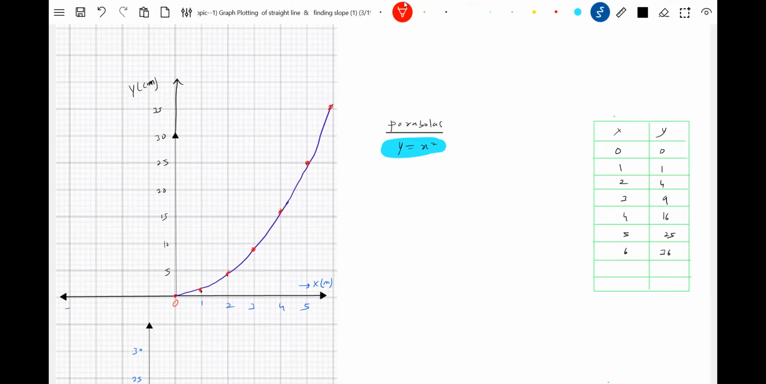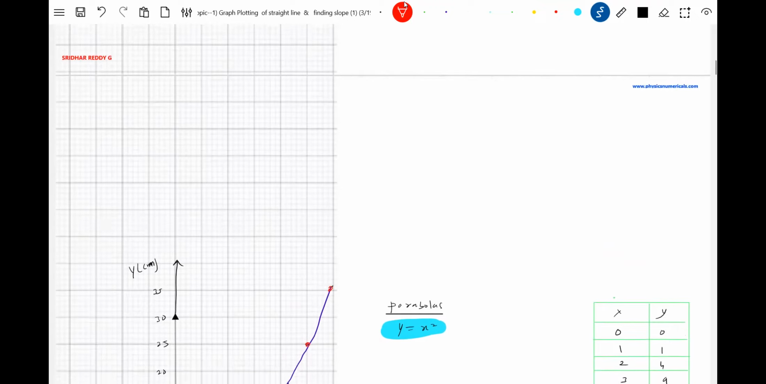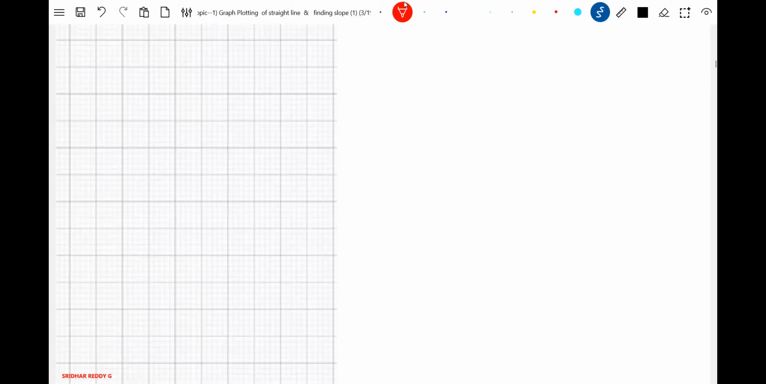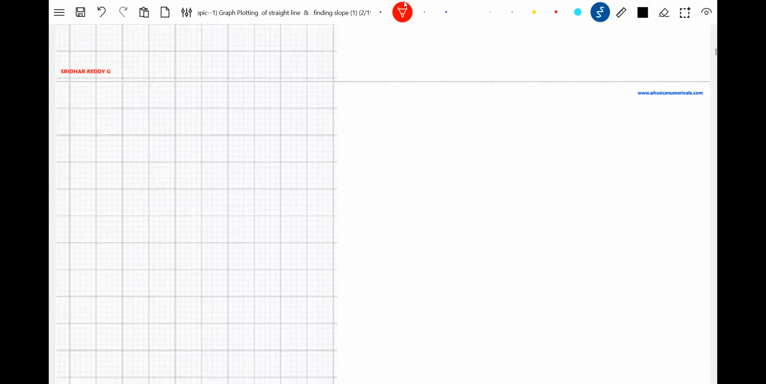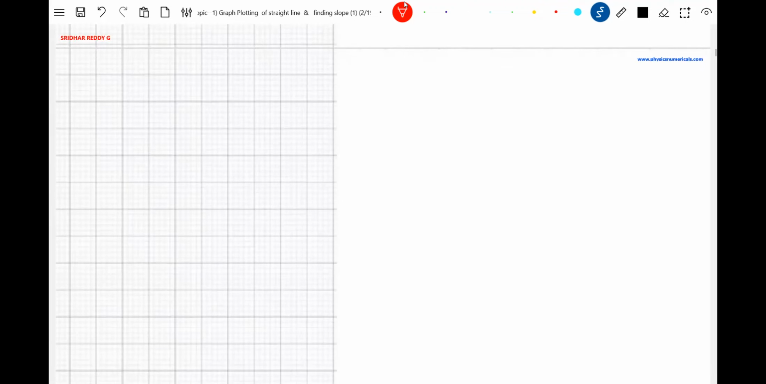Sir, what about y square equal to x? Is it also a parabola? Yes, definitely we can ask that. Okay, let's see it here. If it is y square equal to x, let me slide up. Y square equal to x here. So this will now be y equal to root x. Are you able to see it here? So for different values of x, we'll get the corresponding values of y.